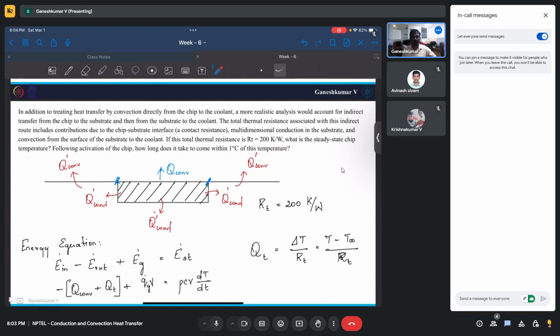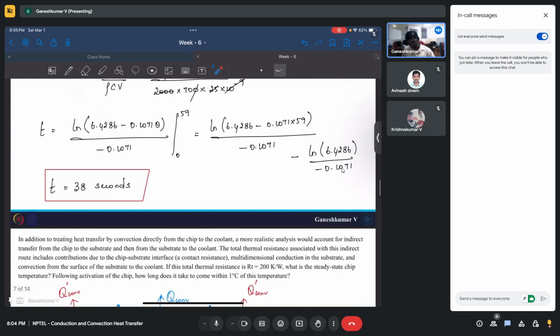So we are lucky. But in general, let's say if you're going to an industry and performing such an analysis, then you may need to perform a multi-dimensional approach in order to find out what would be the effective heat transfer rate from the system and how much time it would take to reach the steady state. Okay.